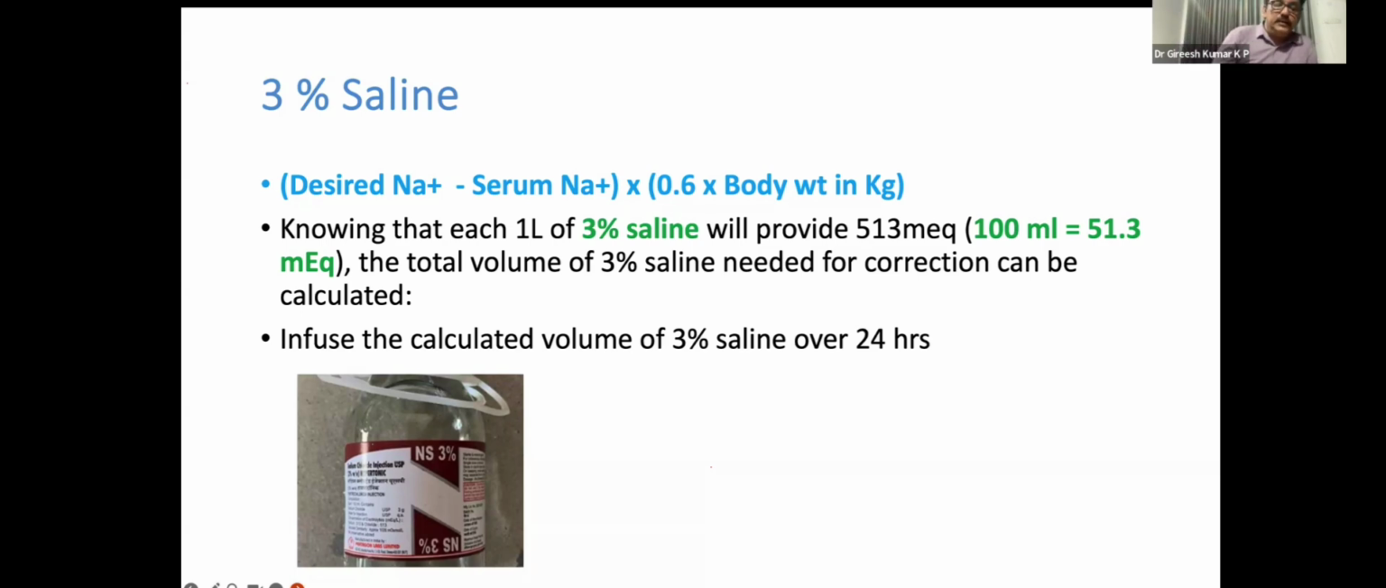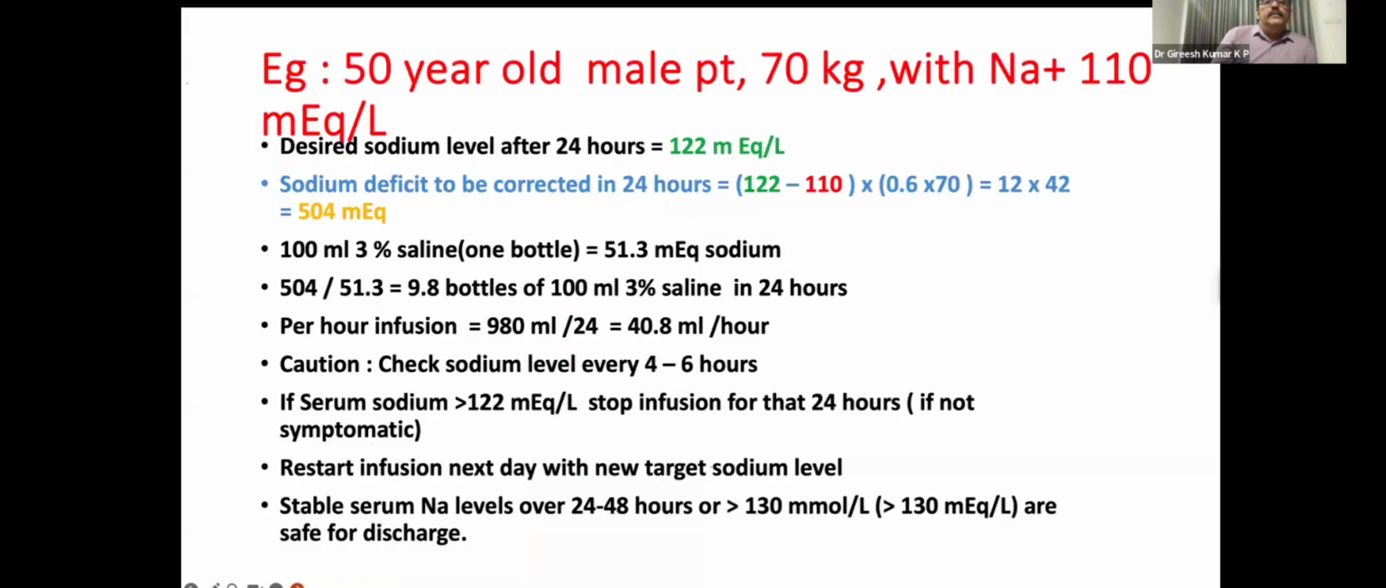So I'll show the next chart. We have an example here: a 50-year-old male patient, 70 kgs body weight, with a sodium level of 110 milliequivalents. Normally we try to correct only 8 to 12 milliequivalents maximum in a day. So here I wanted to correct this patient's sodium to 122 milliequivalents by the next day. That means 12 maximum. That is a maximum.